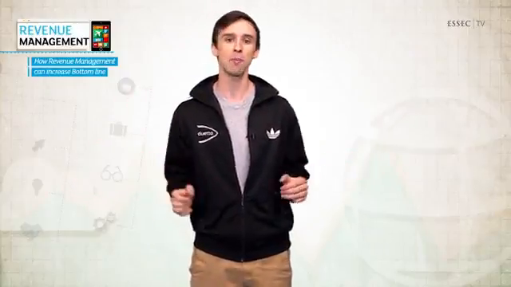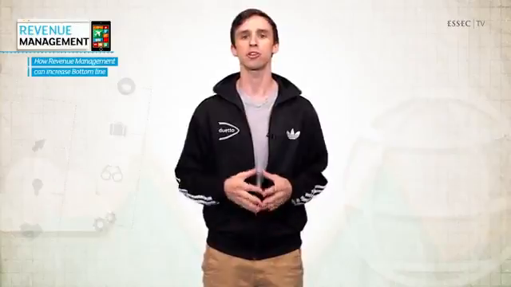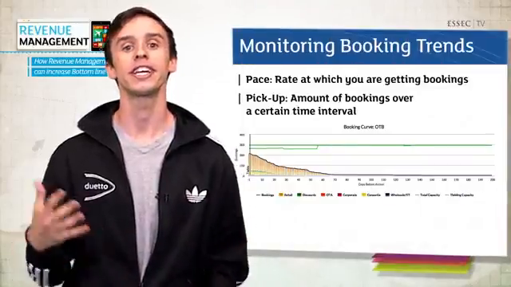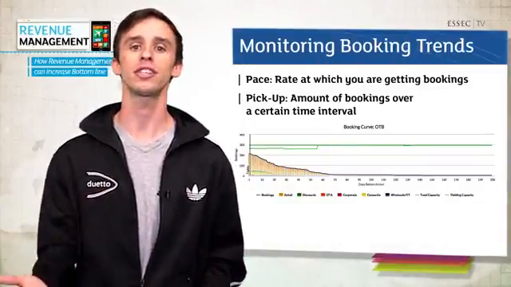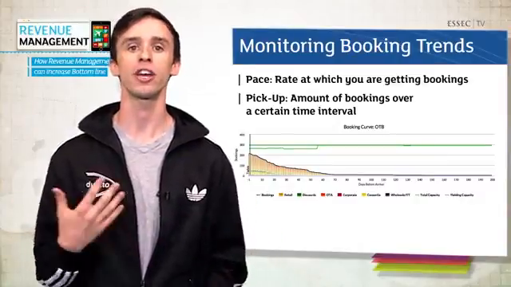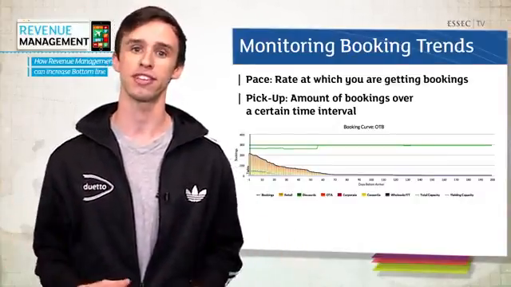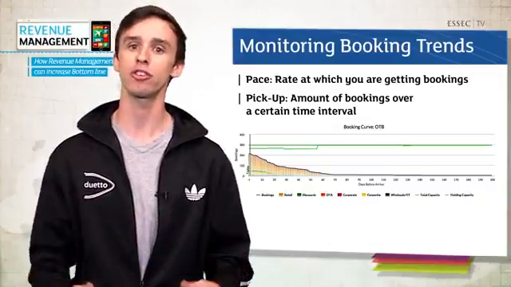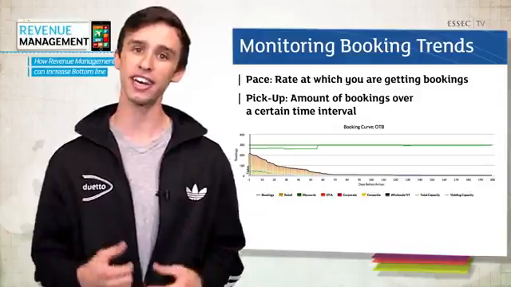Oftentimes you'll hear in the industry, what's my 3-day pickup? What's my 5-day pickup? Those are the amount of customers that the hotel has got over the past 3-day interval or over the past 5-day interval. So it really ties into your booking curve that you can see here on this side of the screen. This booking curve is broken apart by different segments, and you can see it goes from right to left, from 200 days before arrival to the actual stay date.